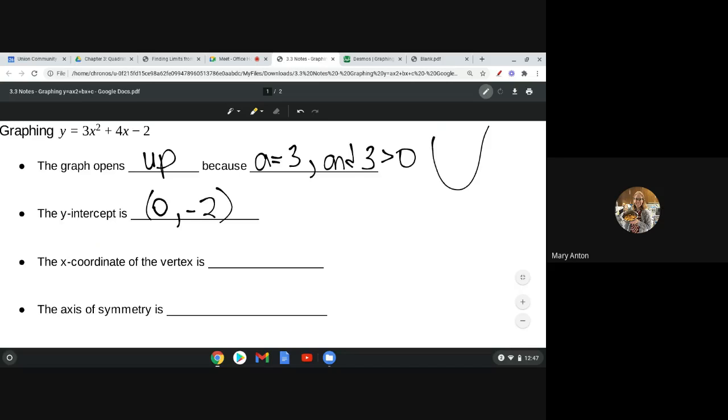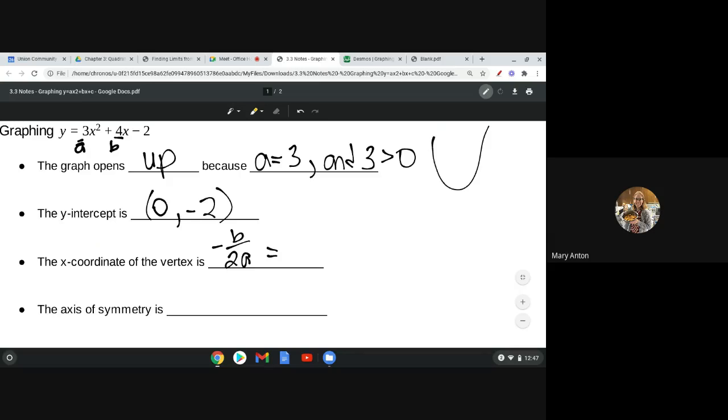What is the x-coordinate of the vertex? Oh, dear. -b over 2a. What's b? 4. And what's a? A is 3, b is 4.